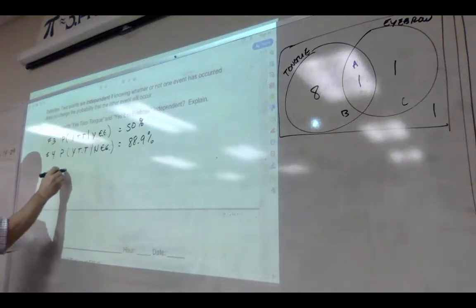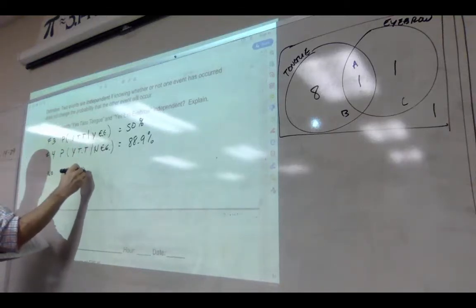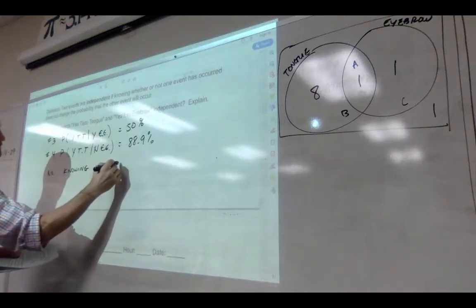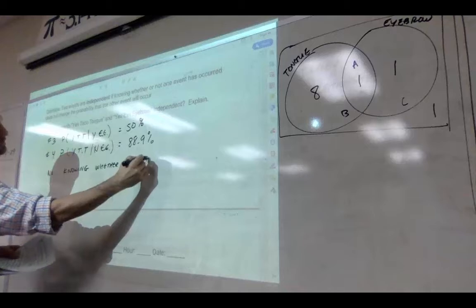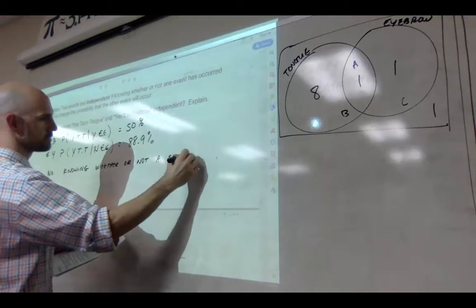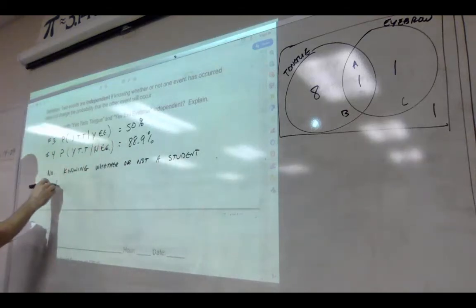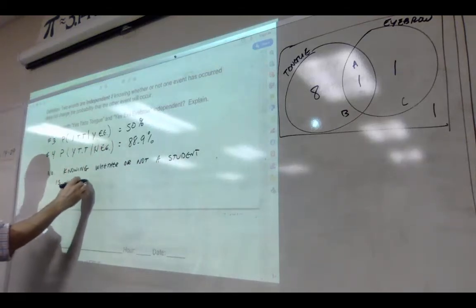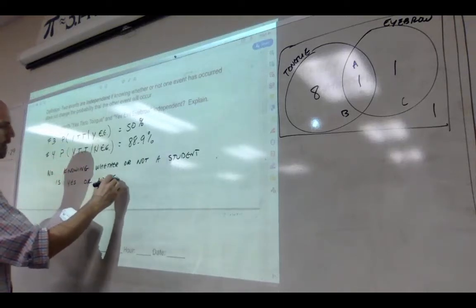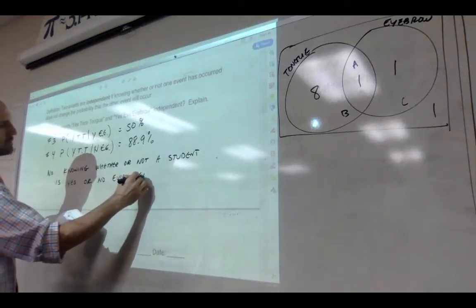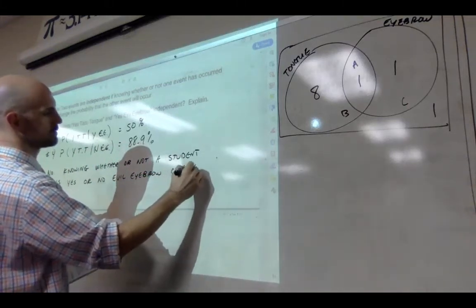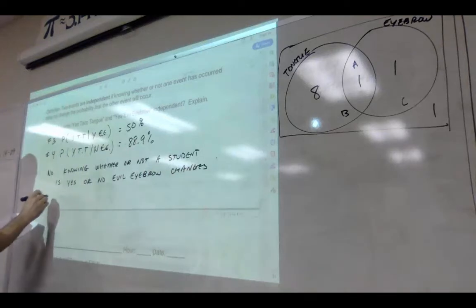So, knowing whether or not a student is yes or no evil eyebrow changes the probability.